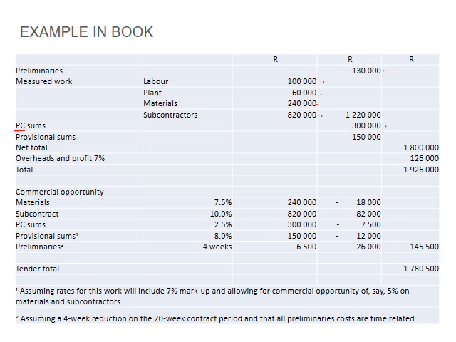your prime cost sums. Hopefully you guys know what that is. And then you have your provisional sums, and then you have your profit and overheads onto that. So here's your total cost to your projects, your net cost, and then you add your overheads and your profit, 126,000. So you get a final tender amount of 1.9 million rand for this project.